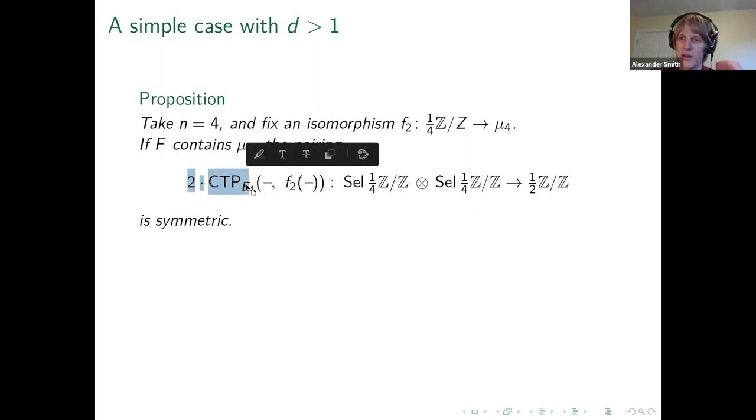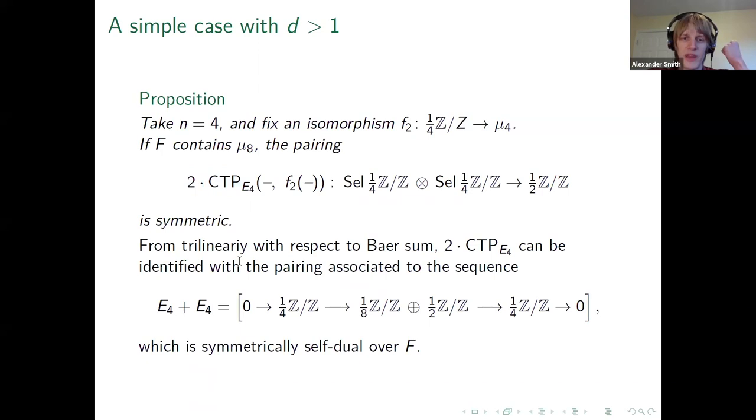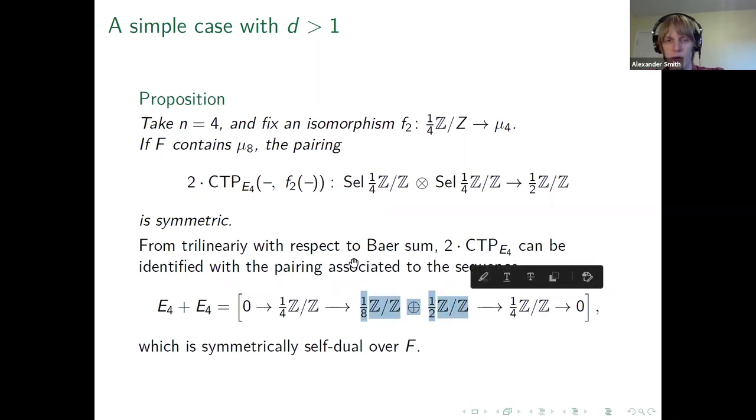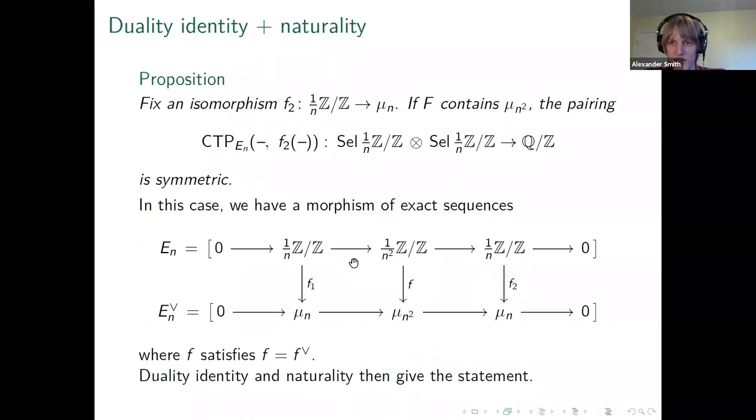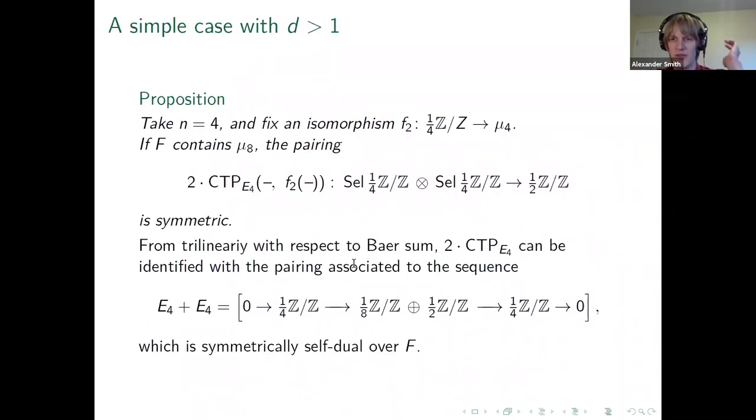But twice this Cassels-Tate pairing is equal to the Cassels-Tate pairing of E4 plus E4. If you remember from earlier in the talk, E4 plus E4 in the context of Baer sums takes this form, 1 over 4 Z mod Z, into this. And in particular, since F contains mu 8, this is a self-dual object over F. And so just as in this case, we can find a self-dual map from this to its dual, and that demonstrates that this pairing is symmetric. Okay, yeah. So that's nice.